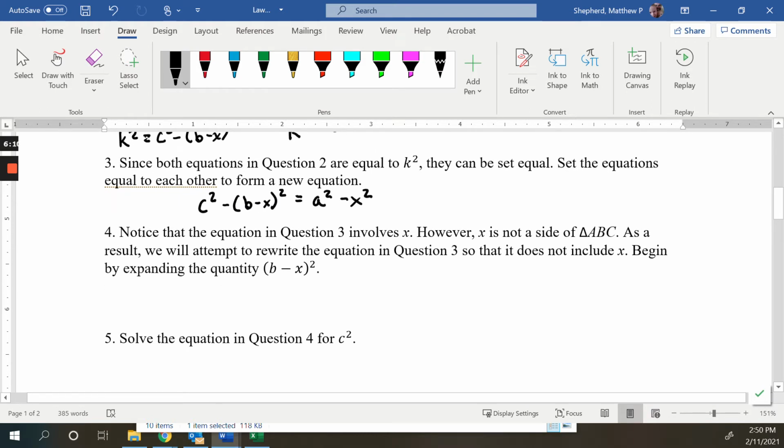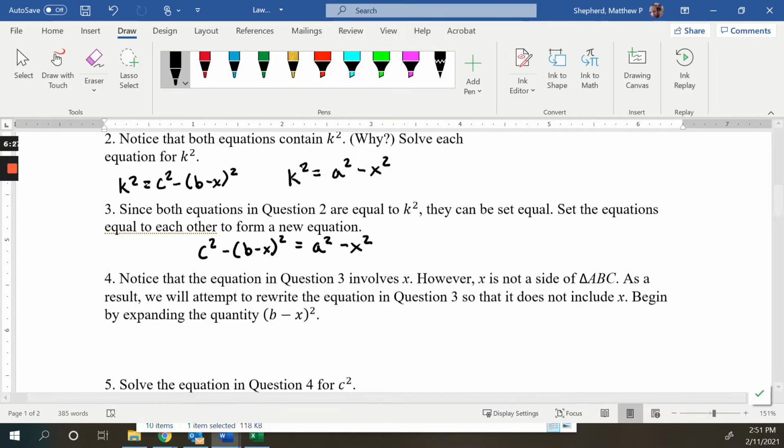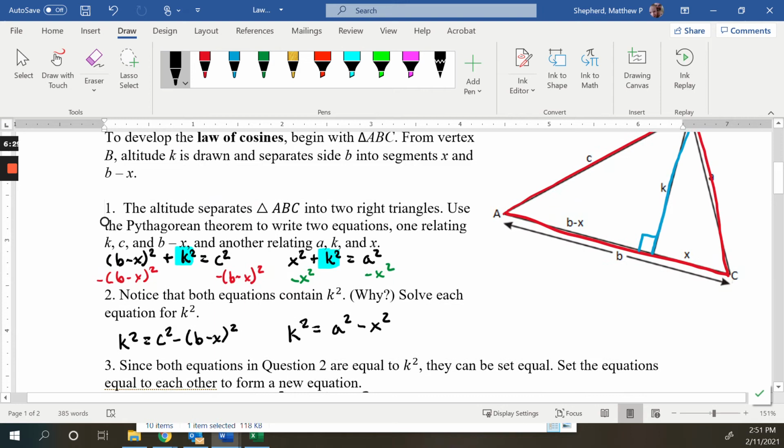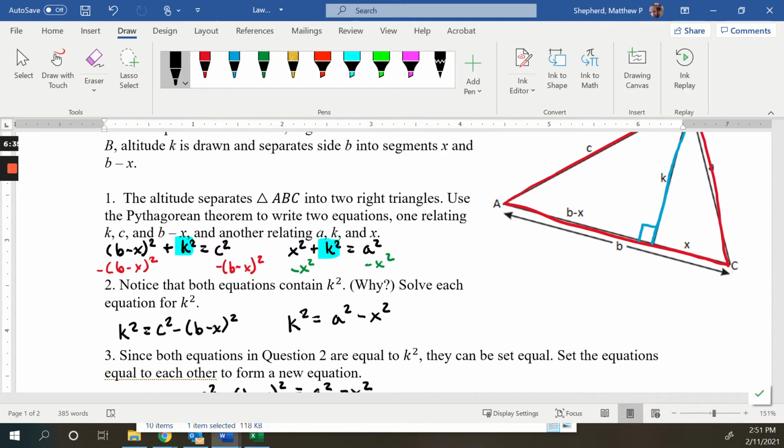All right, so here's our new equation. Notice that the equation in question 3 involves x. However, x isn't even a side of ABC. As a result, we're going to attempt to rewrite this equation up here. And the reason for it is x and k, those were created out of our need to use a 90-degree triangle when using sine and cosine.